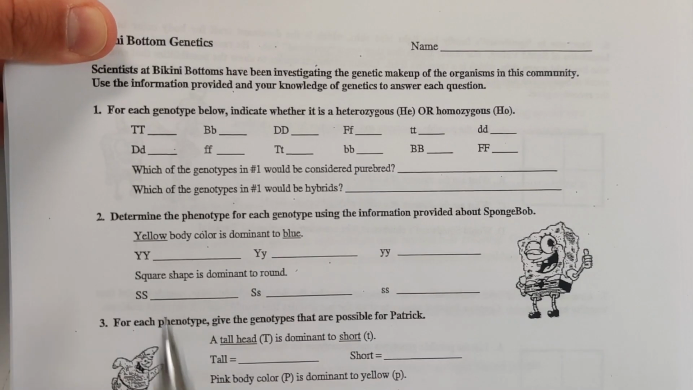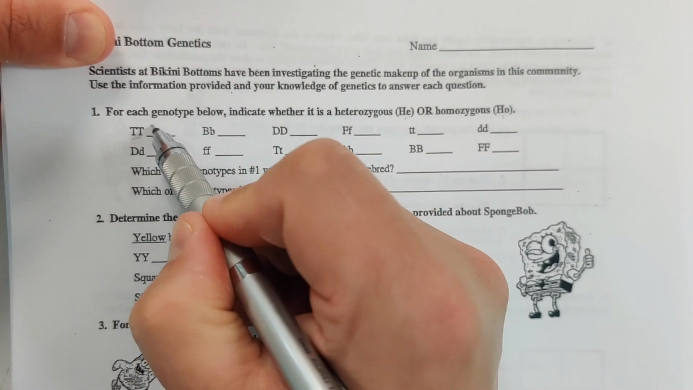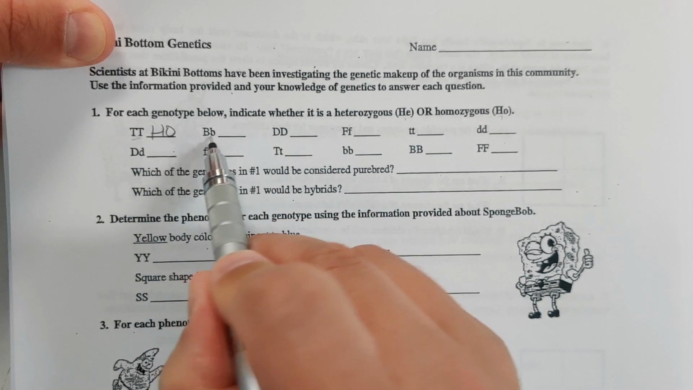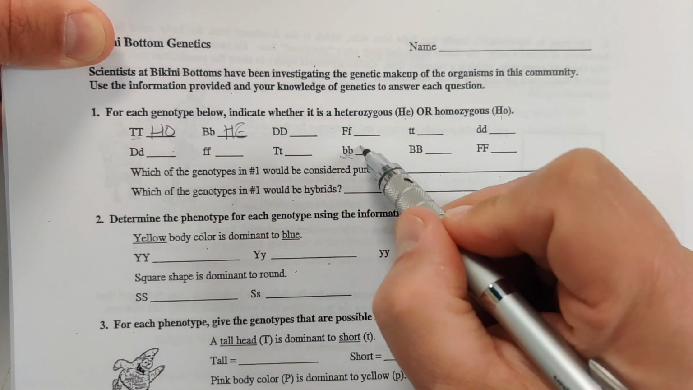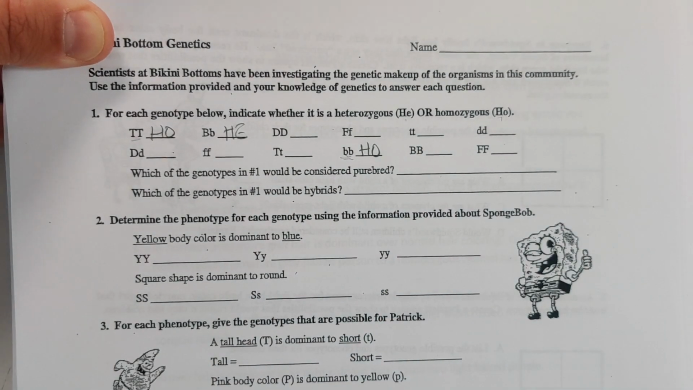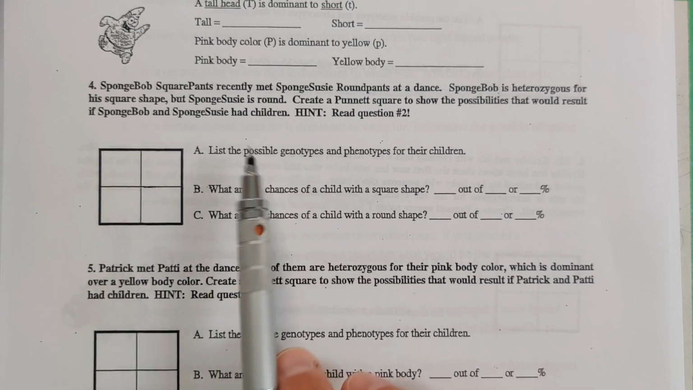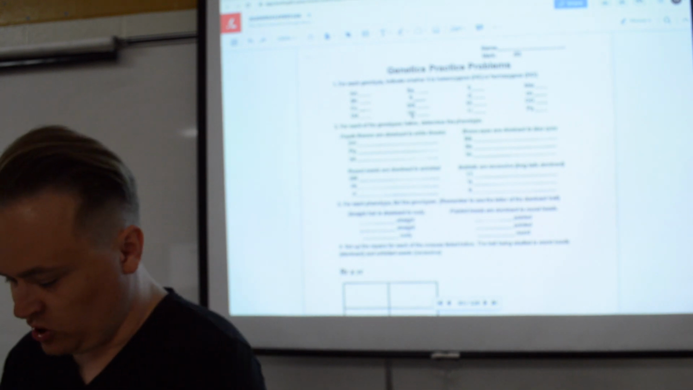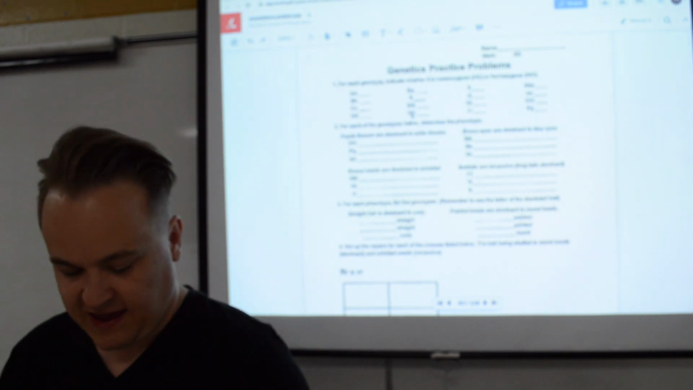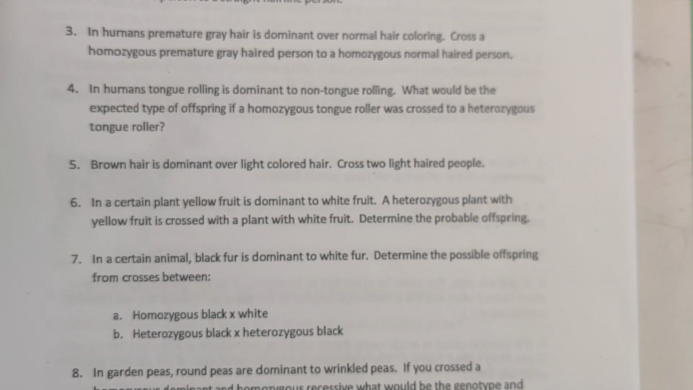Okay. Now you can work on some of these. On the SpongeBob one, is this heterozygous or homozygous? It's the same, homo. Different, hetero. Lowercase, lowercase, but still the same, homozygous. You can do some crosses here. And you can do some more Bikini Bottom stuff here. And this is the last thing you're going to do, and I'll do maybe one of these questions.